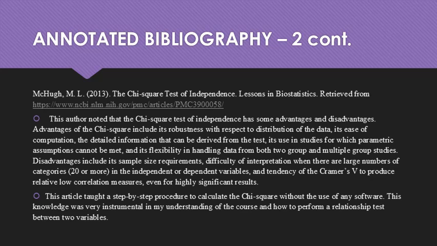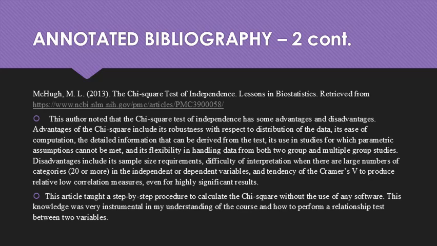Continuing this review, the author noted that the chi-square test of independence has some advantages and disadvantages. Advantages of the chi-square include its robustness with respect to distribution of the data, its ease of computation, the detailed information that can be derived from the test, its use in studies for which parametric assumptions cannot be met, and its flexibility in handling data from both two group and multiple group studies.